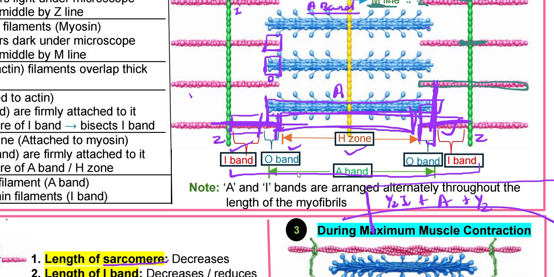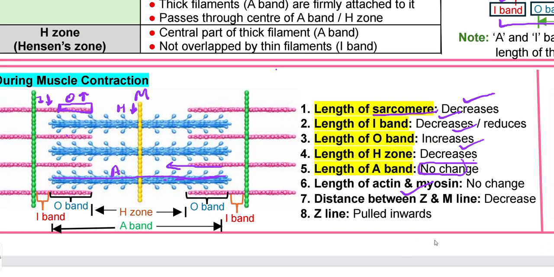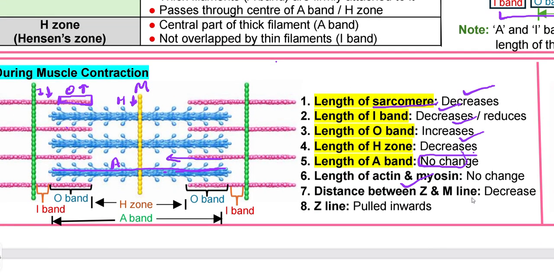So the length of sarcomere increases or decreases during contraction? It decreases. I band decreases. H zone increases, sorry, H zone decreases. Overlapping over here increases. A band, no change. Very, very important. What about the length of actin and myosin? Actin is only sliding. There is no change, right? And the distance between Z and M line decreases, and the Z lines pull inwards. That's the reason the distance decreases.